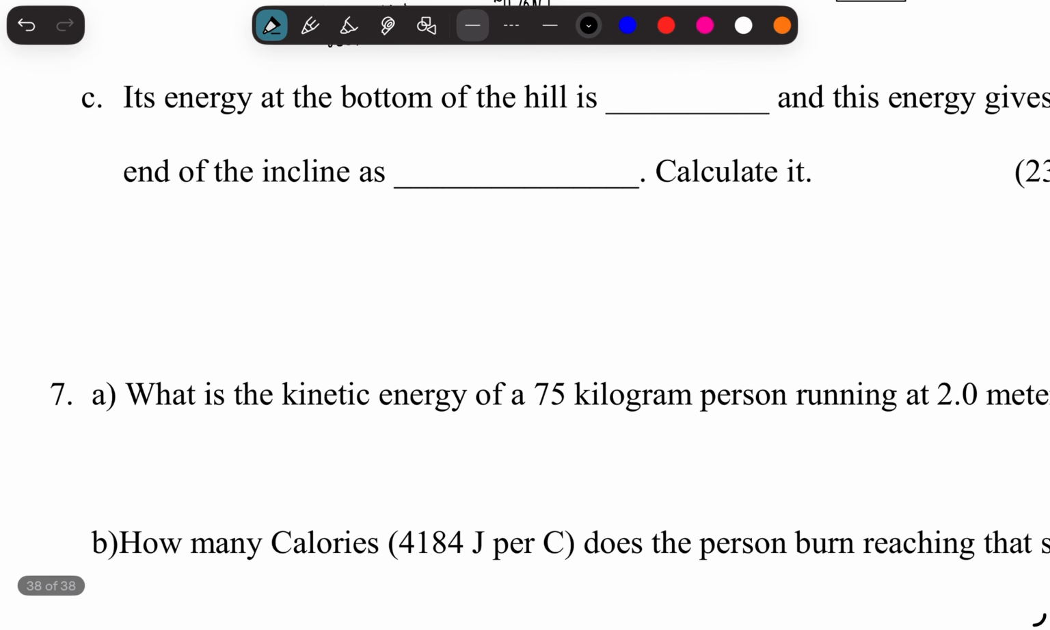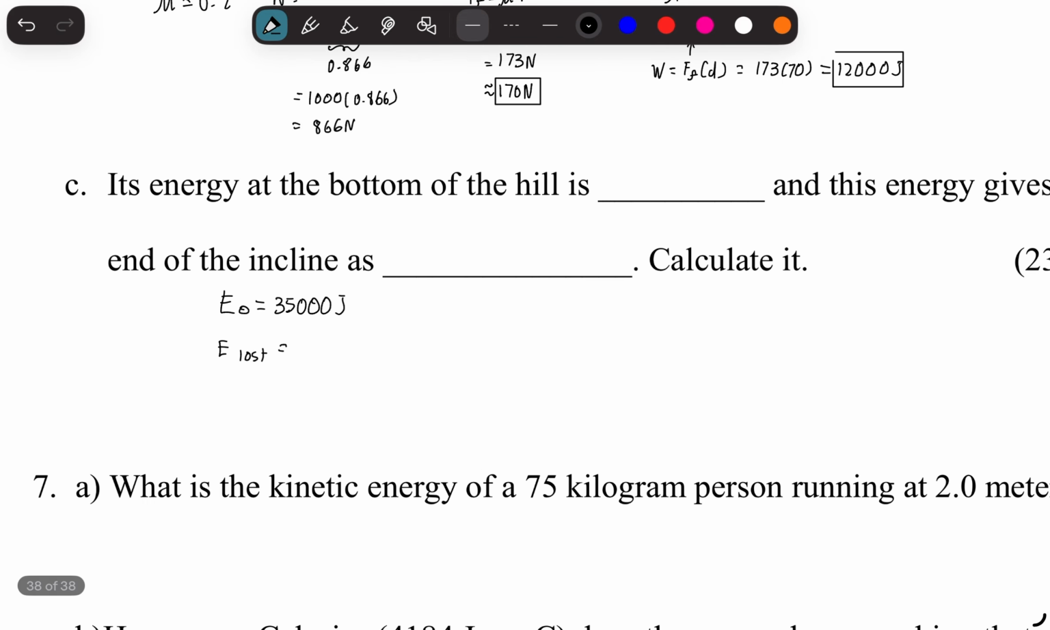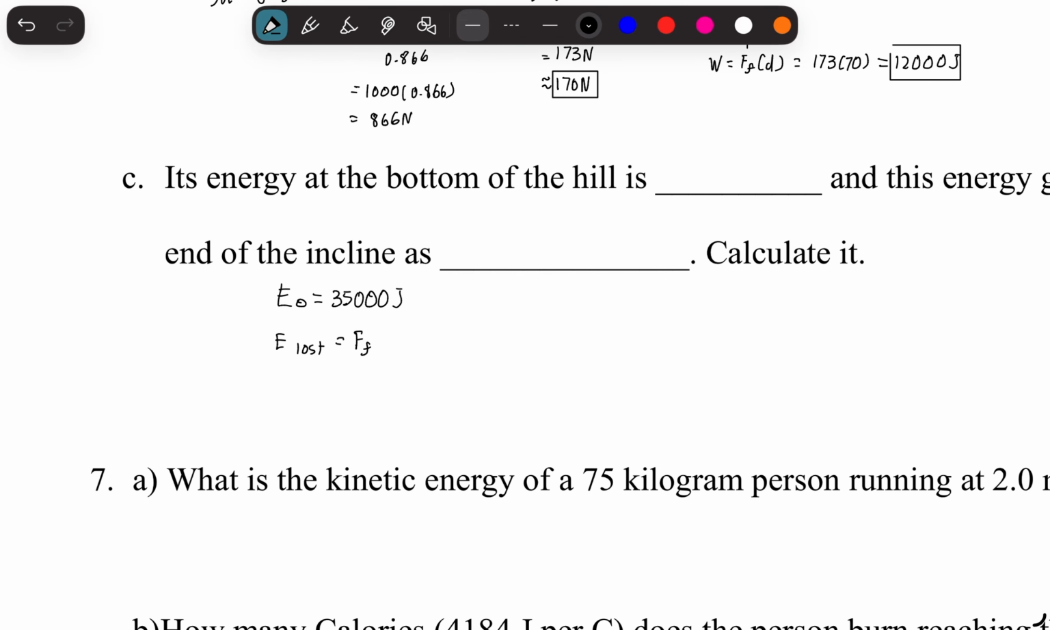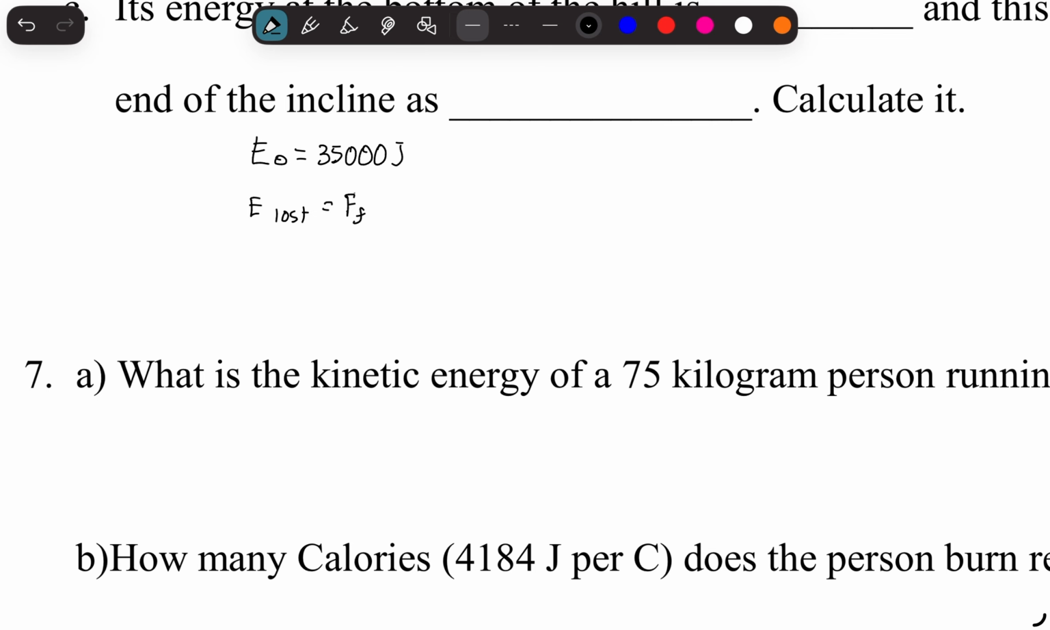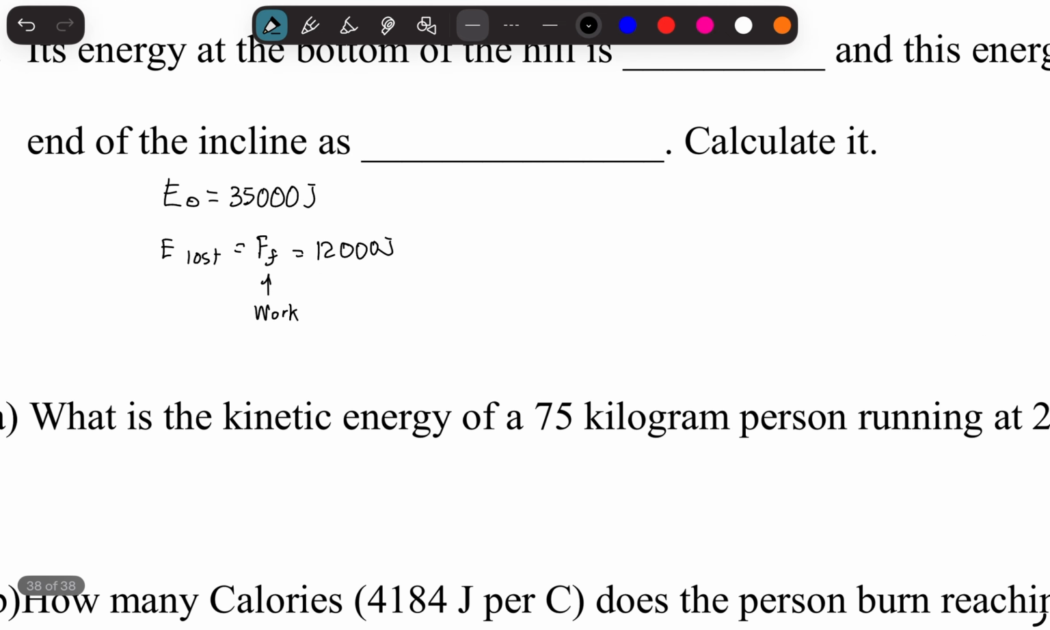Its energy at the bottom of the hill is blank, and this energy gives a speed at the end of the incline as blank, and we want to calculate it. So we know that our initial amount of energy was equal to 35,000 joules, and we know that the energy loss, which is the same thing as the work done by friction, was equal to 12,000 joules.